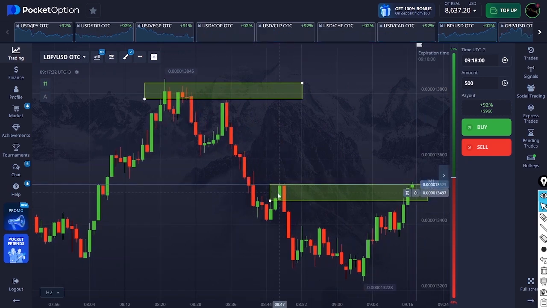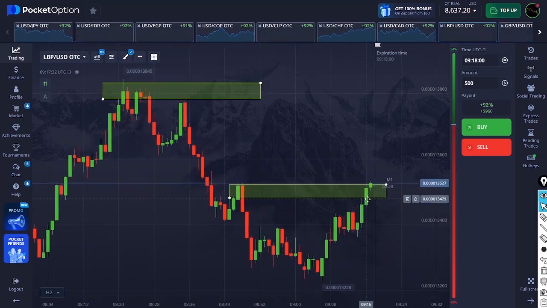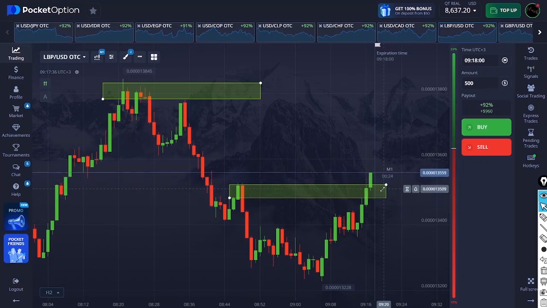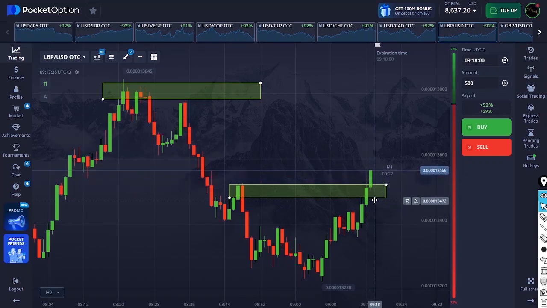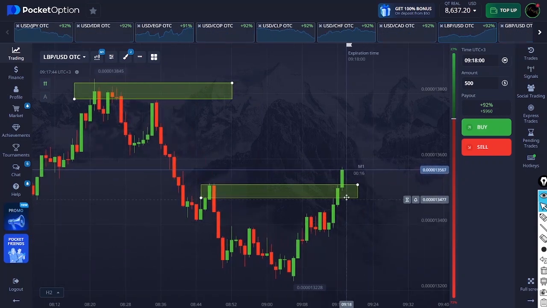Then we formed a supply area right here, and as we know that the priority of the market is going down, coming back to that area, we are supposed to take a sell trade. And I was a bit late, honestly. I was supposed to enter in the previous candle, but it's okay. Let's get another example and I'll show you guys.